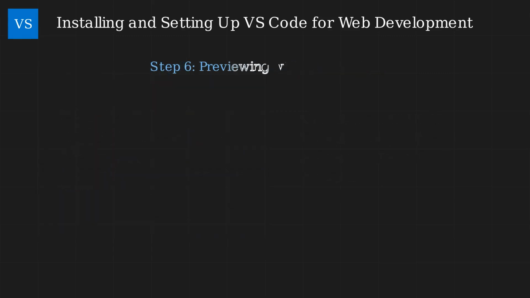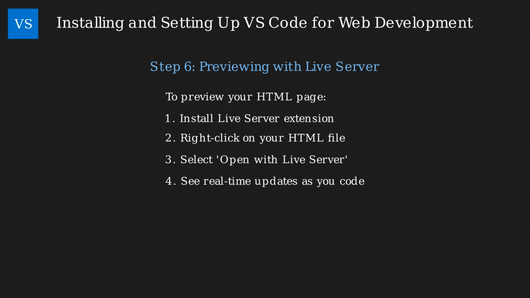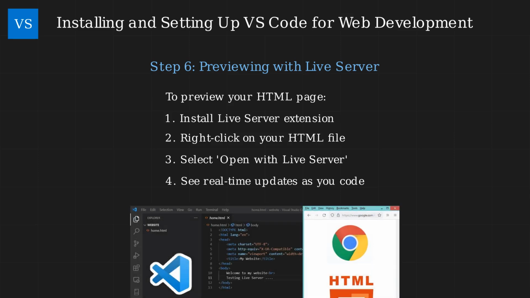To view your HTML page in a browser, use the Live Server extension. After installing it, right-click on your HTML file and select Open with Live Server. Live Server launches your page in a browser and automatically refreshes it whenever you save changes to your code. This gives you immediate feedback as you develop.